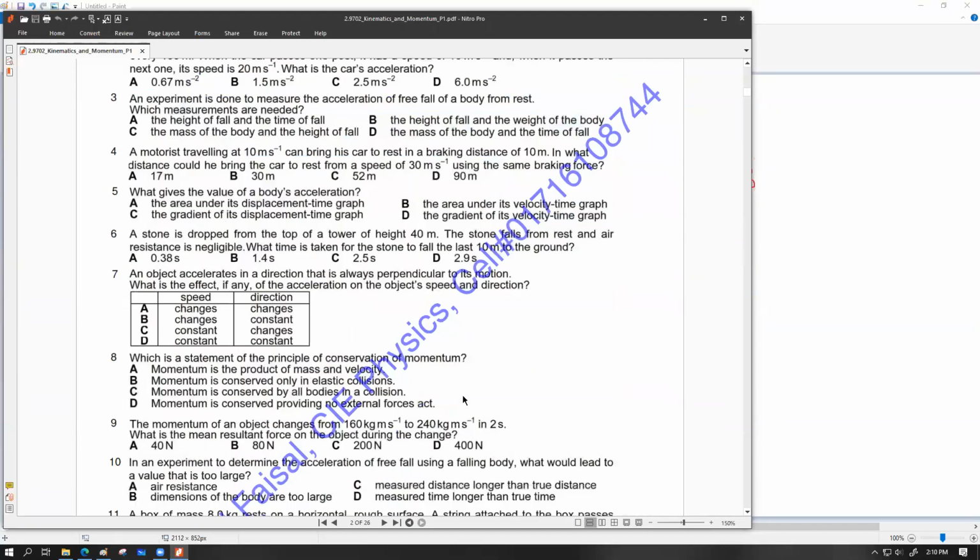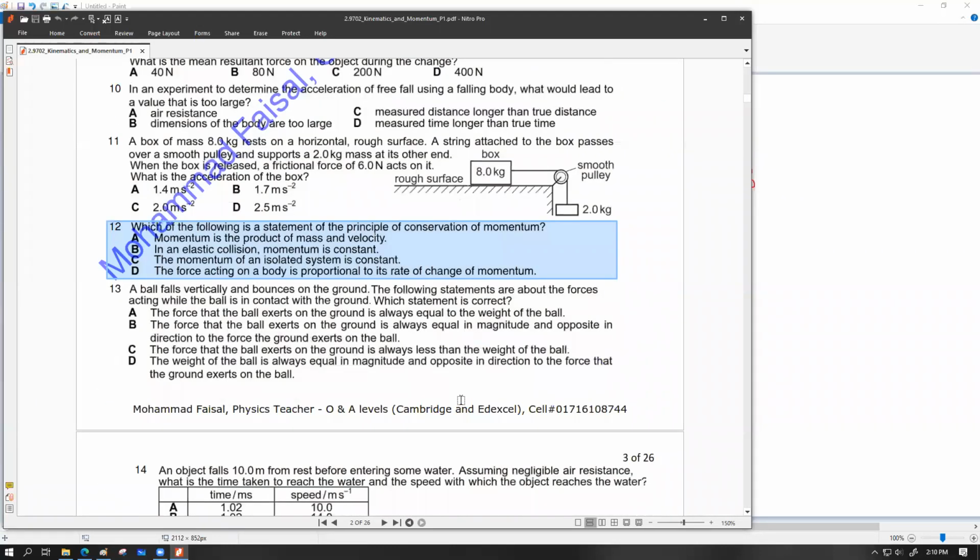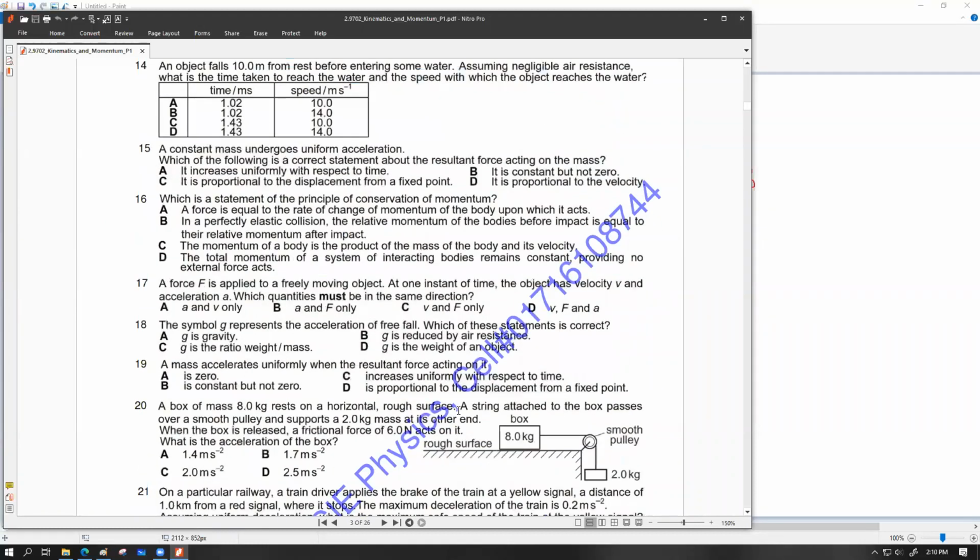Anything else from page number 2? Page number 3?